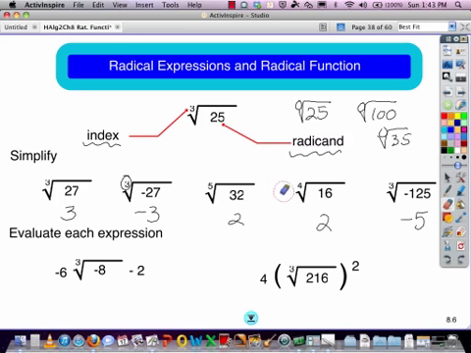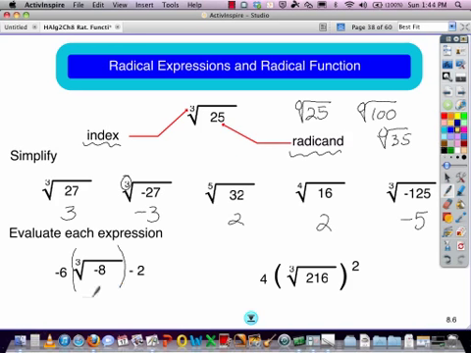Okay. So moving on. Now evaluate each expression. So now we got a little more going on. Let's see what would happen. So I see some multiplication right here. I got a negative 6 times this radical, and then after the radical I've got some subtraction. So let's do the radical first. So what is the cube root of negative 8? What is that one number that multiplies by itself 3 times to give me a negative 8?